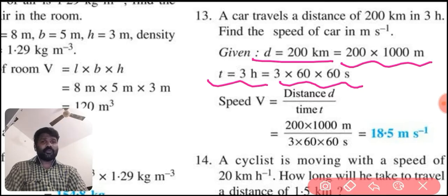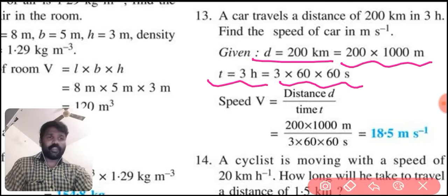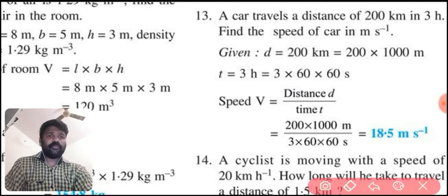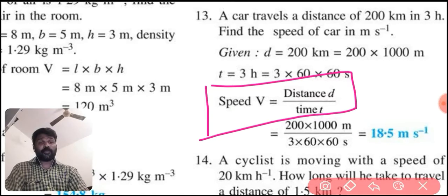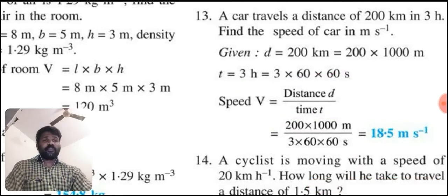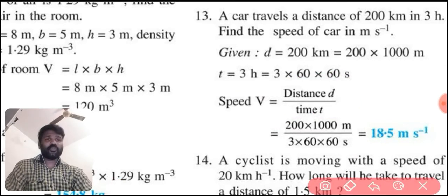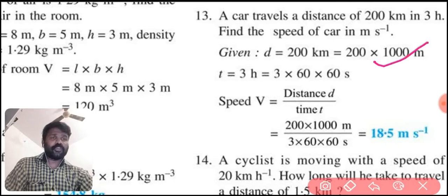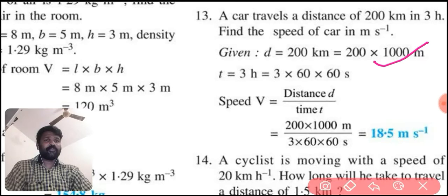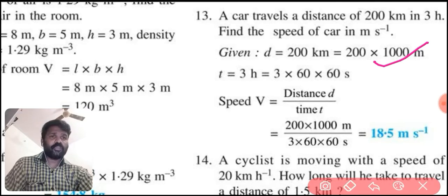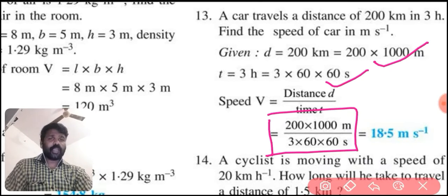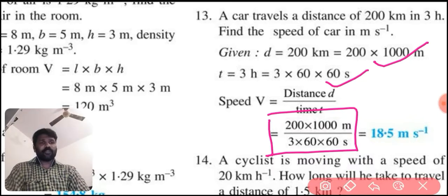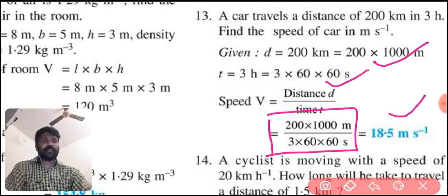Now we are going to use the relation or formula: the speed v is equal to distance d upon time t. Here the values are already given. Distance d is equal to 200 into 1000 meter, the time t is equal to 3 into 60 into 60 seconds, that we are going to substitute here. By calculating these numerals, we will get the final answer, 18.5 meter per second.